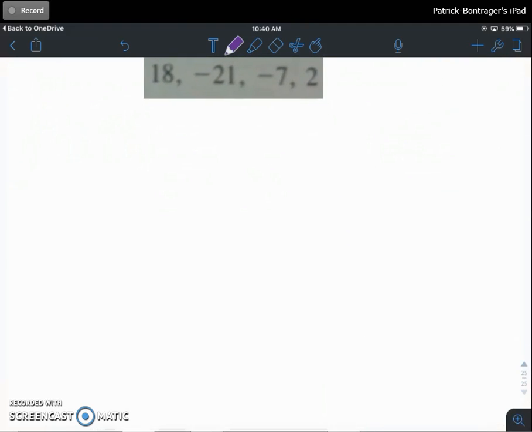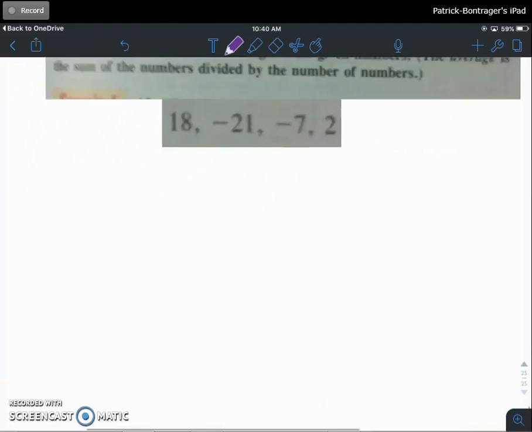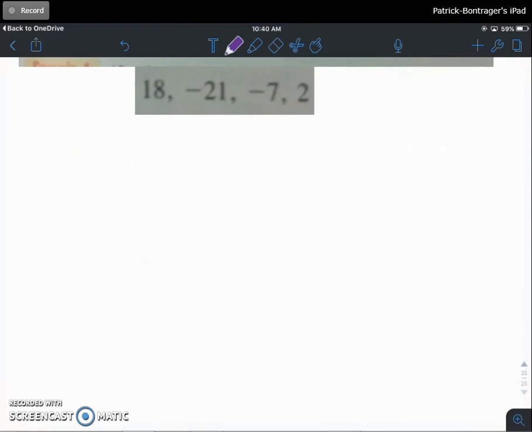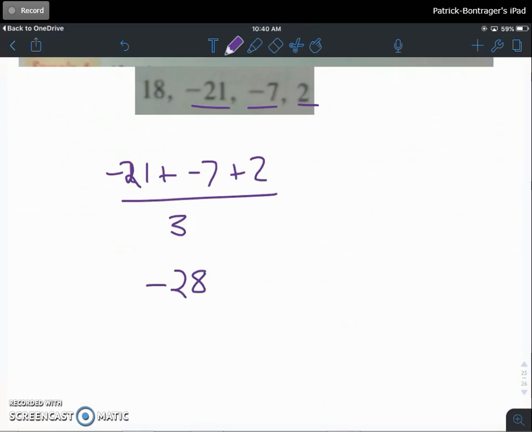We'll do one more, same idea. Negative 21 plus negative 7 plus 2. I'm going to have 1, 2, 3 terms, so divide by 3. Negative 21 plus negative 7 is negative 28. And negative 28 plus 2 is negative 26. Negative 26 divided by 3 does not reduce, so it's just negative 26 thirds.